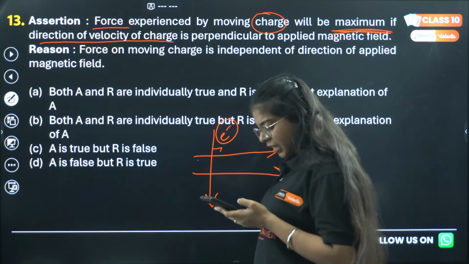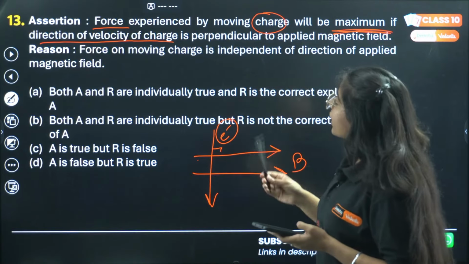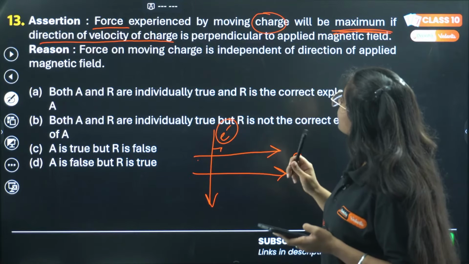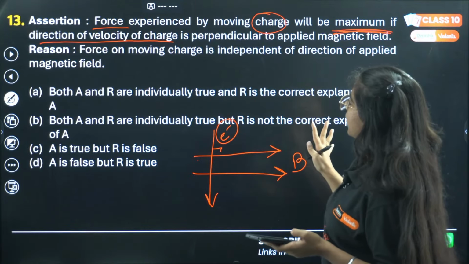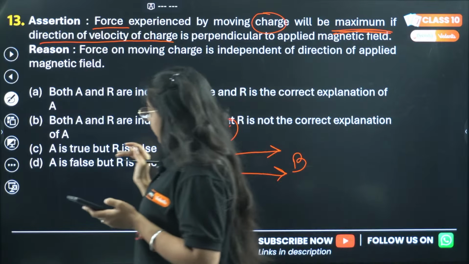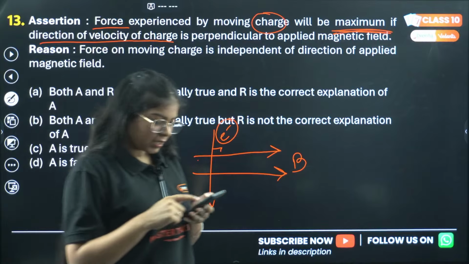Okay, what is the answer to this question? The reason they are giving is that force on a moving charge is independent of the direction of the applied magnetic field. Is that correct? C. A is true, but R is false.